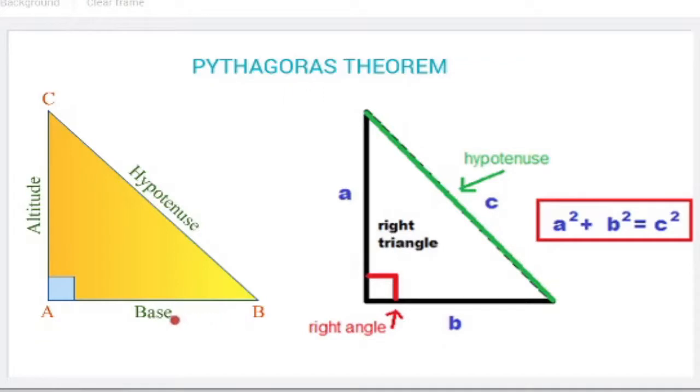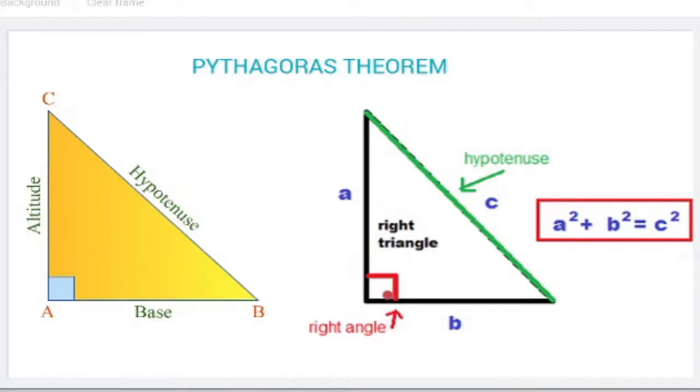And here AB you can name as the base, and AC is called the altitude. Altitude means the perpendicular, that is, the line perpendicular to the base. So these are the three sides: first one is the hypotenuse, then the base, and then the altitude or perpendicular, in which the longest one is the hypotenuse. The hypotenuse will be the longest side in a right angle triangle. That you have to take care. Suppose we are given three sides, then the longest one will be the hypotenuse.